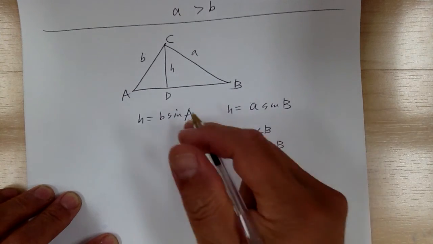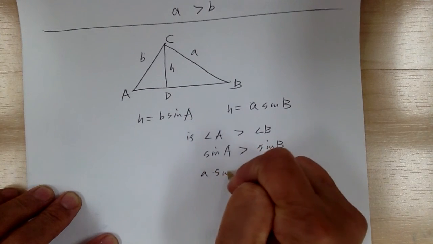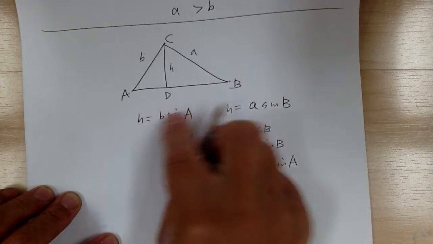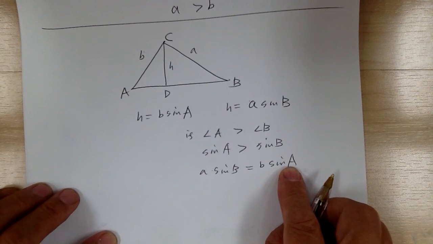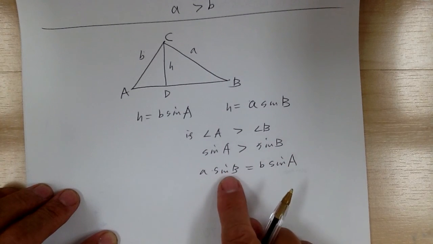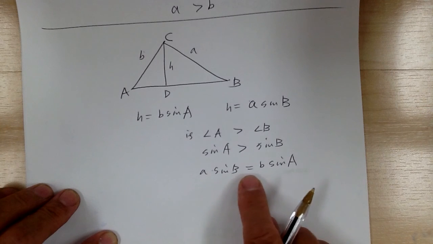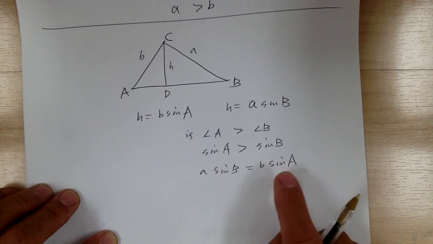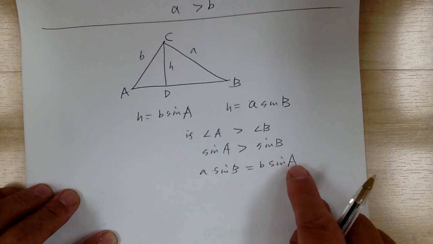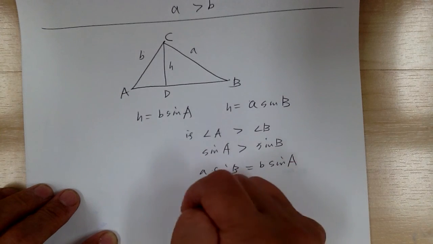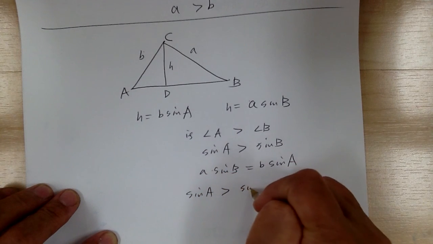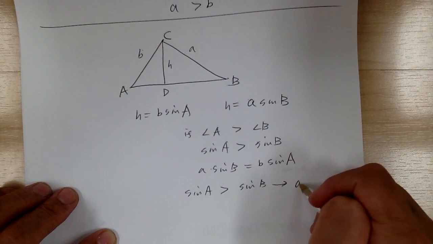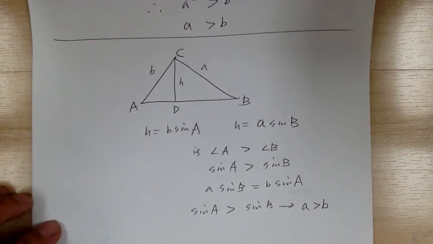Because of h, you got a sine B is equal to b sine A, because both are equal to h. So if this is bigger, then this has to be smaller to even it out, because they're equal, right? So again, if the sine A is bigger, then you're going to get a is greater than b. And so that's it.